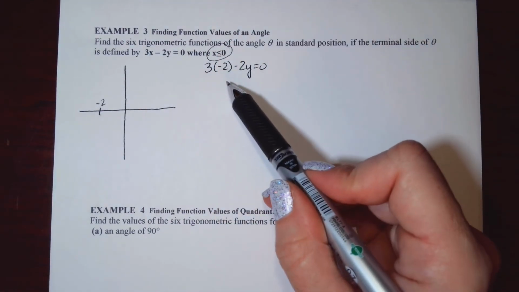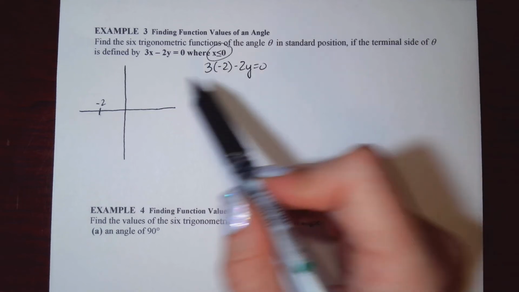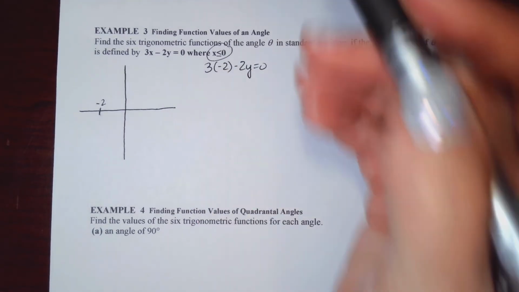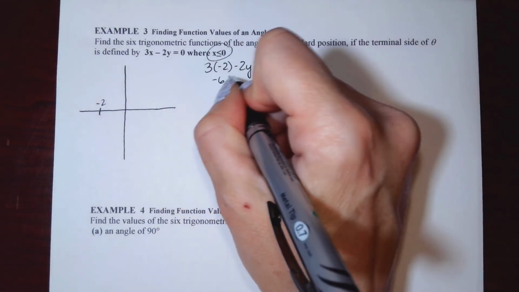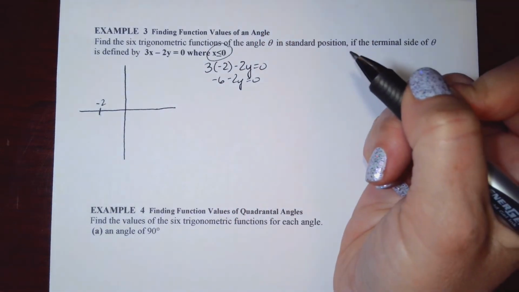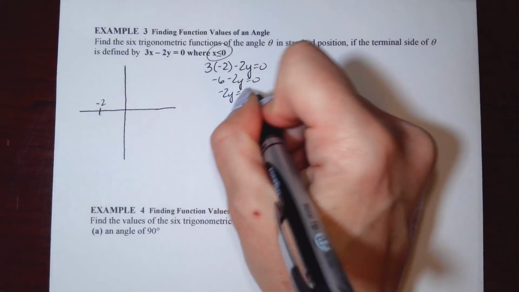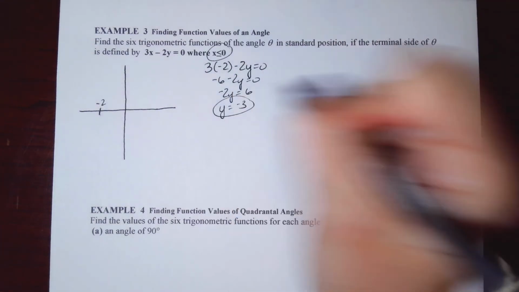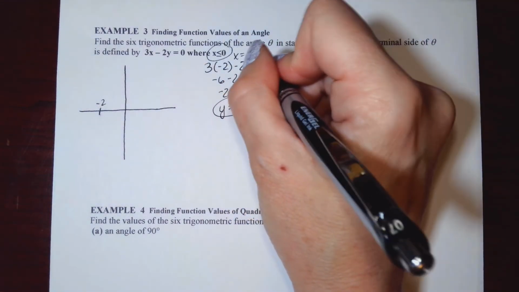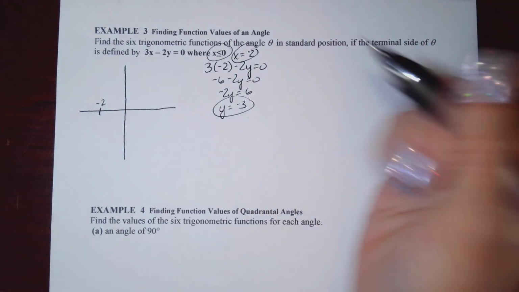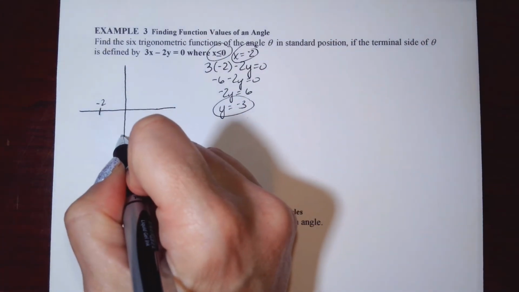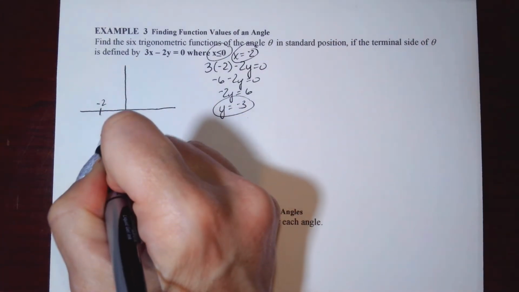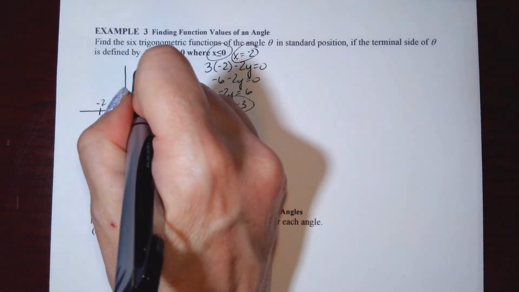So I need to find a y coordinate so I know a point that this line is going to go through. That gives me -6 minus 2y equals 0. So -2y would be +6 when I move that over and finish solving for y. I get that where x is -2, y is -3. So where x is -2, y is -3. That's the coordinates of a point that is on this line.